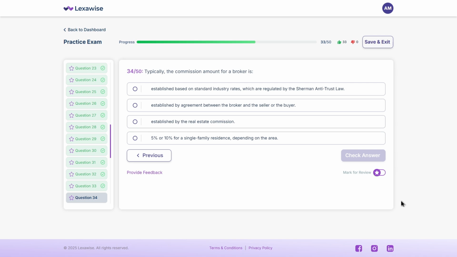Typically, the commission amount for a broker is: A. Established based on standard industry rates, which are regulated by the Sherman Antitrust Law. B. Established by agreement between the broker and the seller or the buyer. C. Established by the Real Estate Commission. D. 5% or 10% for a single family residence, depending on the area. Think carefully.